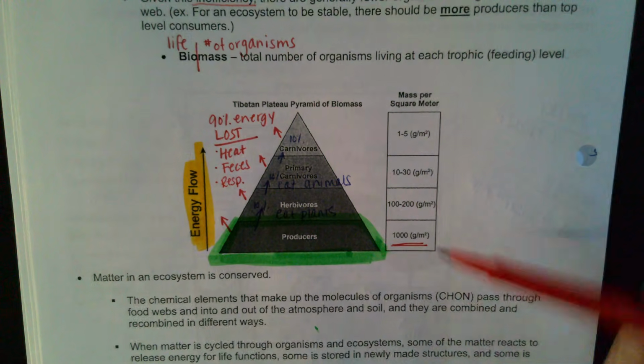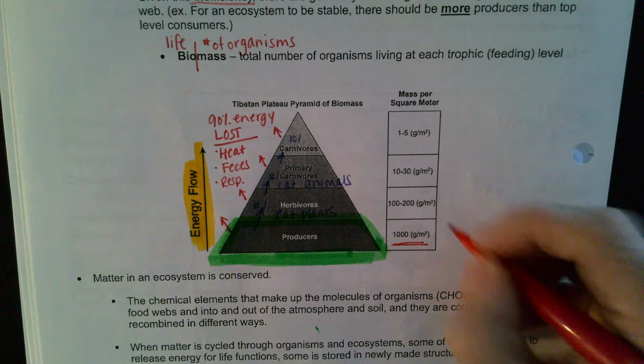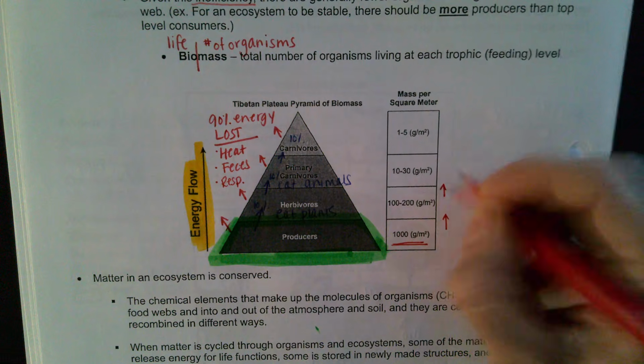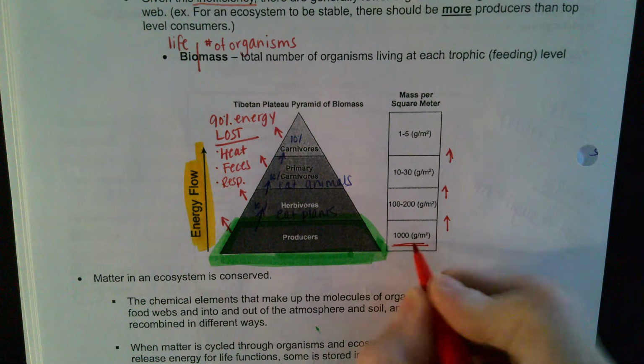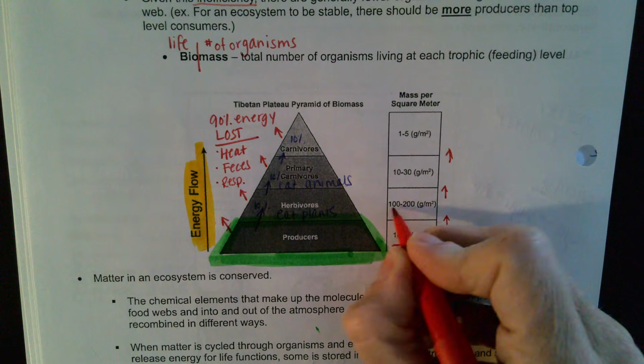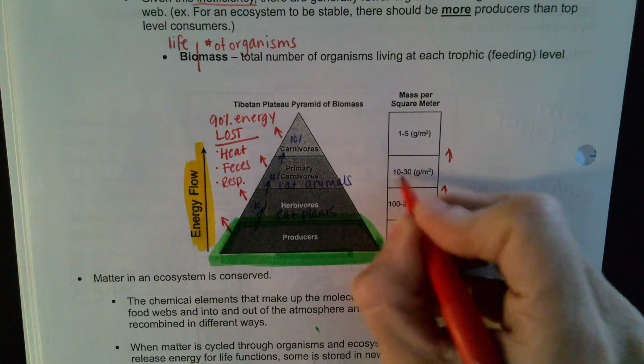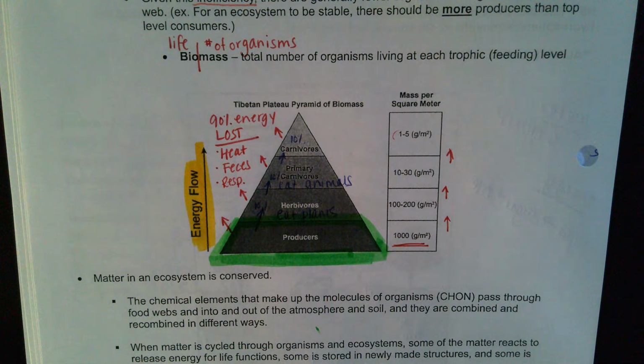And you'll notice here, when I was talking about 90% lost, that's the same thing that happens with the biomass. You've got 1,000, move the decimal place over, only 10%, only 10%, only 10%. So the mass is also decreasing.